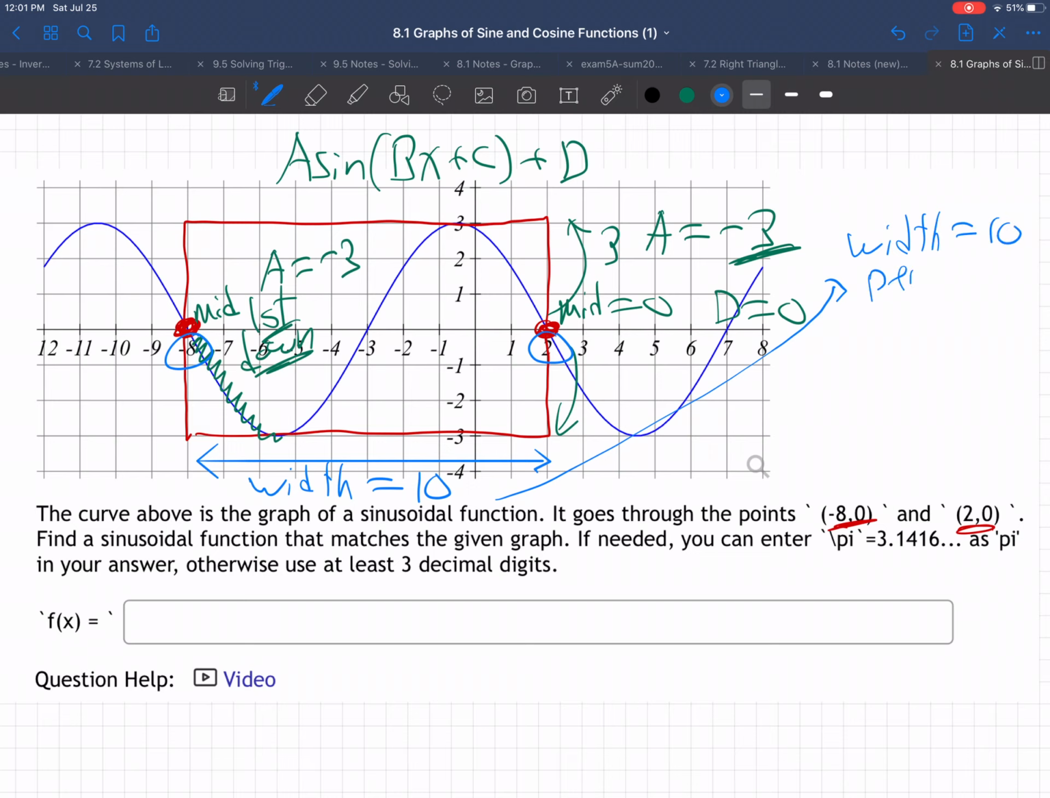That's the period. The period is the width of the box. And what's the period formula? It's 2 pi over b. It's not just b. It's 2 pi over b. How do we solve that? Put this over 1, diagonal.